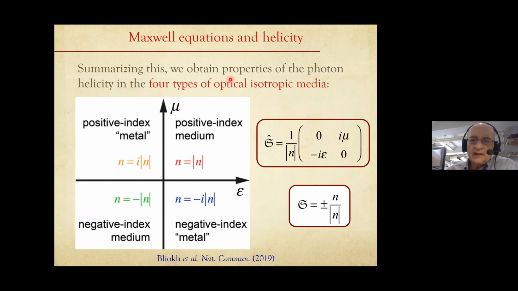So we obtain properties of the photon helicity in 4 types of optical isotropic media: positive index medium, epsilon mu positive; negative index medium, epsilon mu negative; positive index metal; negative index metal. And this is the helicity operator here, where n is the index of refraction, this is square root of epsilon mu. So this is a way to write the helicity operator here. More details are described here.